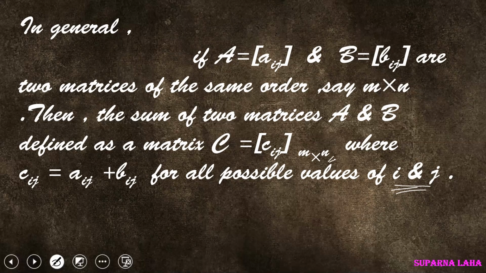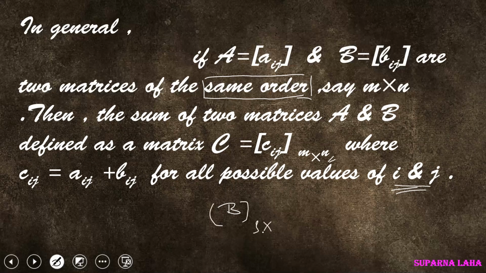For matrix addition, the most important thing you need to remember is the same order. These two words are very, very important. When we are adding two matrices, they have to be of the same order. Otherwise we can't add them; the addition is not possible. Previously we already checked by example: B is given as 3 cross 3 and C is given as 3 cross 2, so we can't add them.